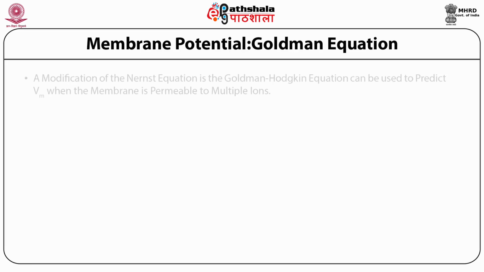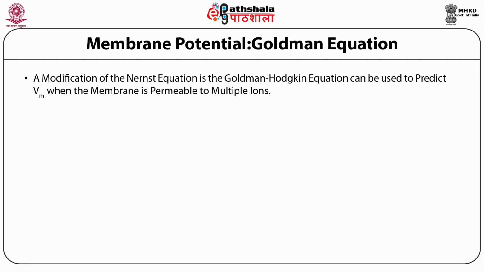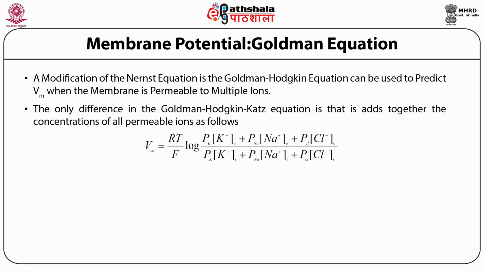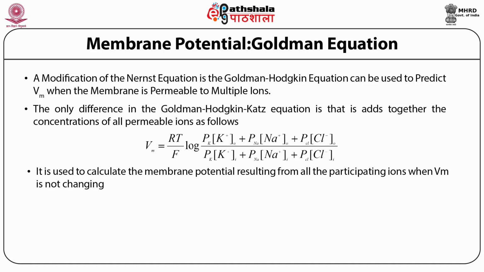Membrane potential. A modification of the Nernst equation is the Goldman-Hodgkin equation. It can be used to predict Vm or membrane potential when the membrane is permeable to multiple ions. The only difference between the Nernst equation and the Goldman-Hodgkin-Katz equation is that it adds together the concentrations of all permeable ions as given below. This equation is used to calculate the membrane potential resulting from all the participating ions when Vm or membrane potential is not changing, or at resting state.